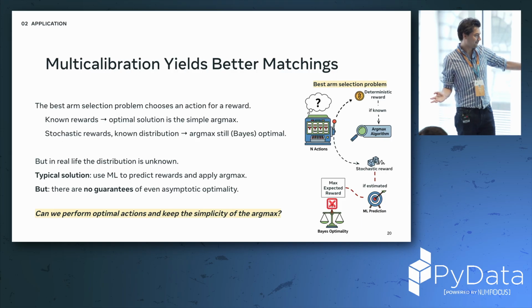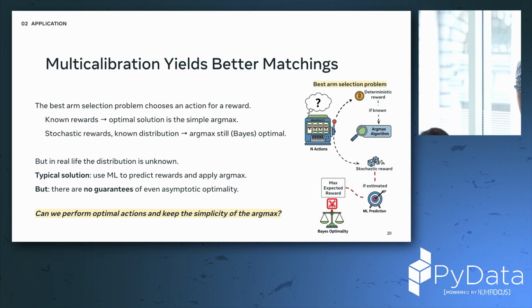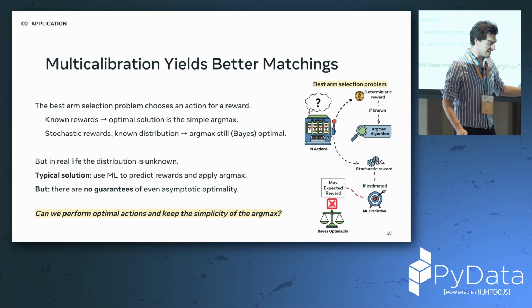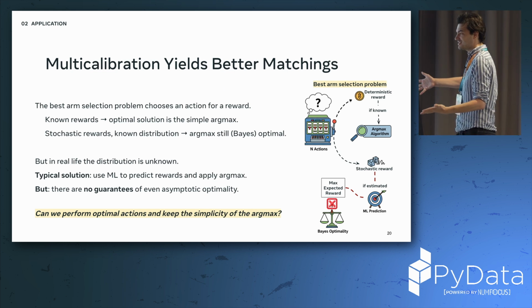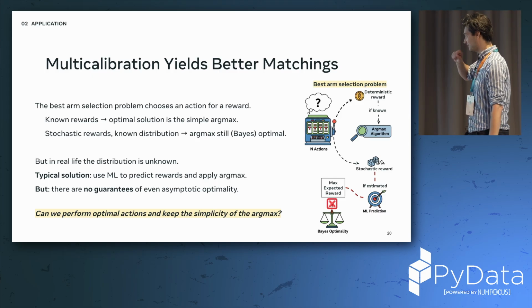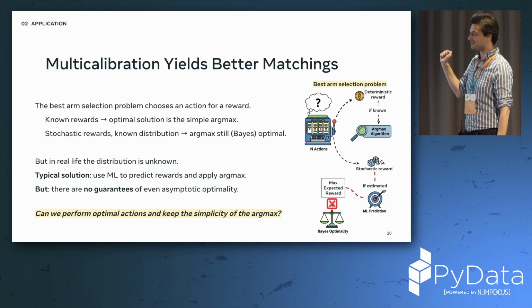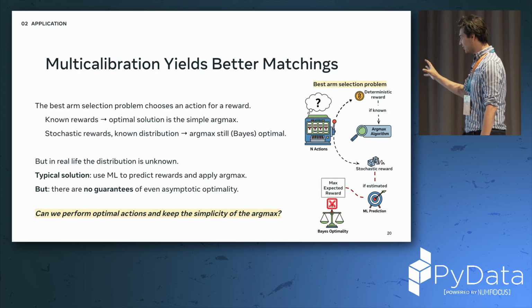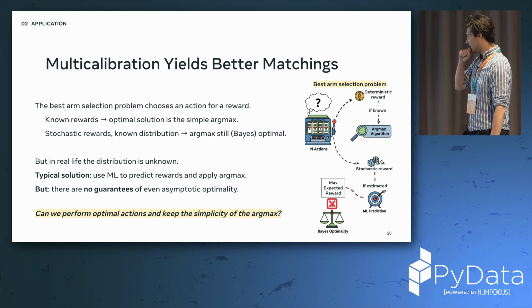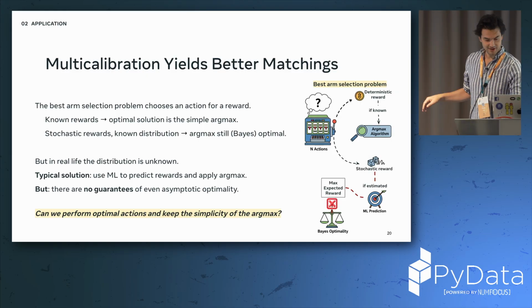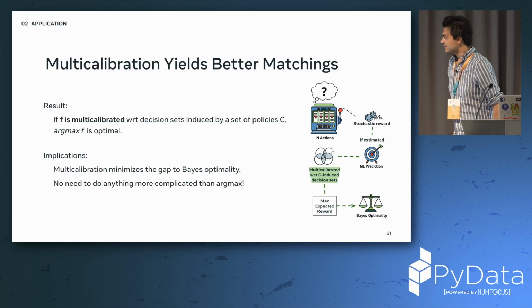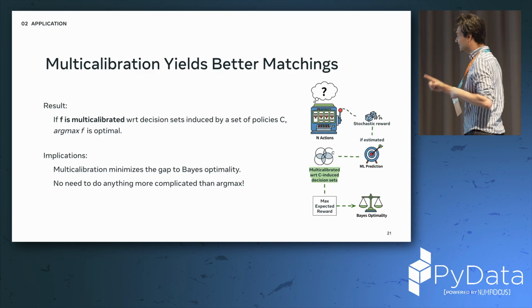So we were wondering here, can we get a policy that's as simple as just taking the argmax, right? We just want to have a really simple policy when we apply something in production. We just want to take the action that we think is best. Can we keep a policy that's so simple and still take optimal actions? And what we actually prove in this paper is that you can.